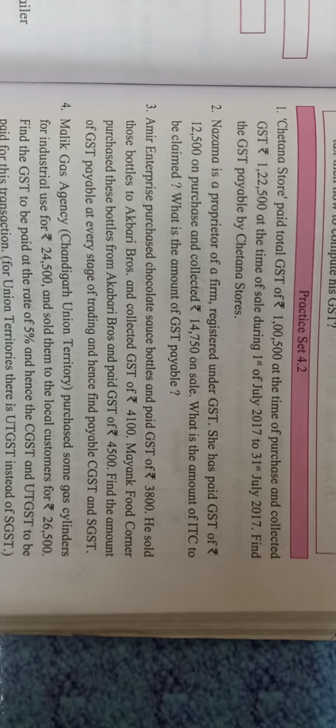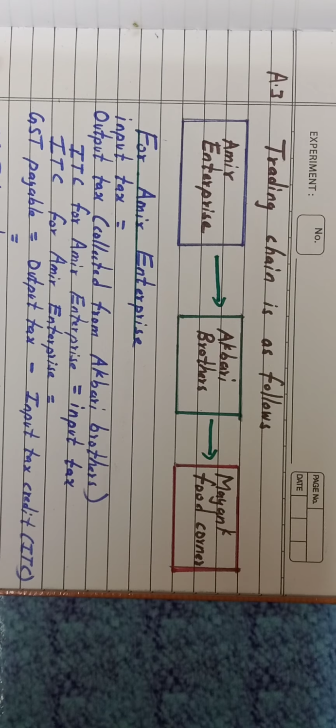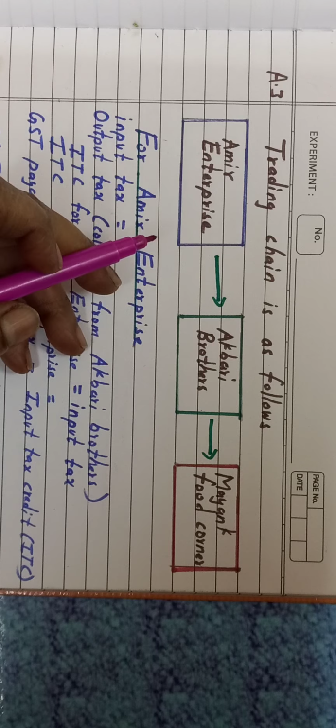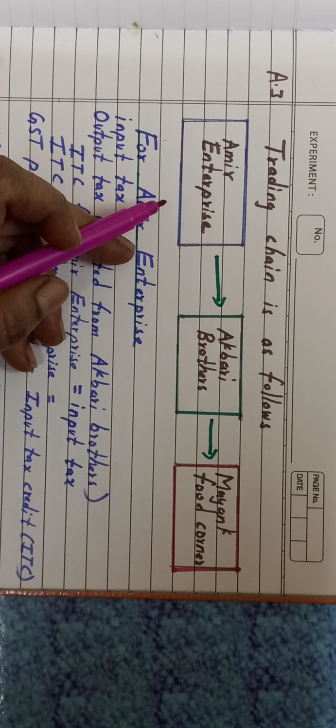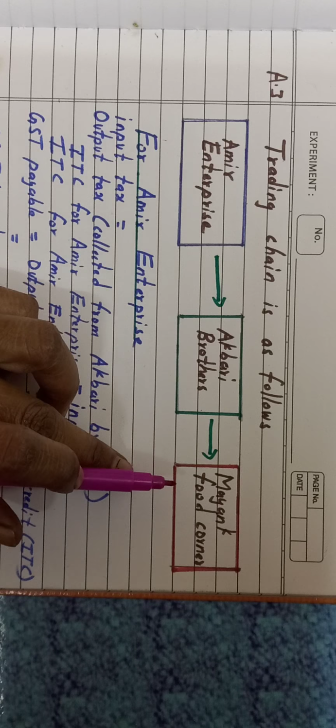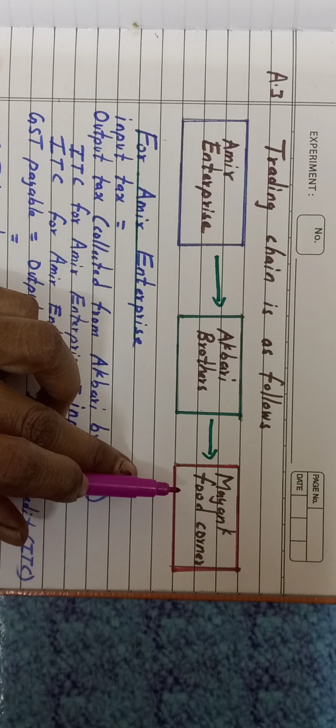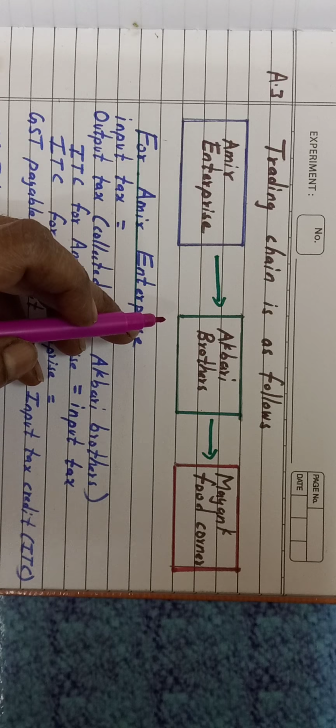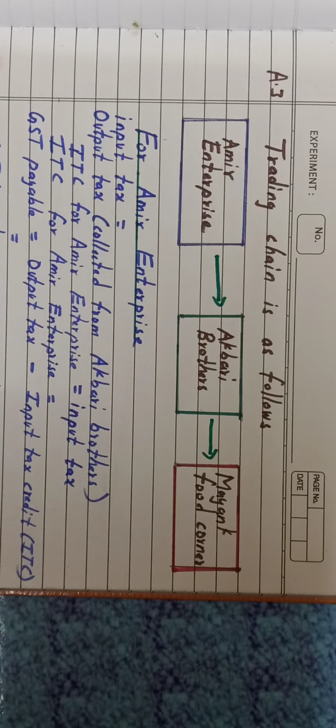Okay. So now here I have already written the trading chain. In the trading chain, what do we have? Amir Enterprise, the sauce bottle goes to Akbari brothers, and from Akbari brothers it goes to Mayank Food Corner. So according to the object being sold and purchased, the trading chain started. It's all about buying and selling.